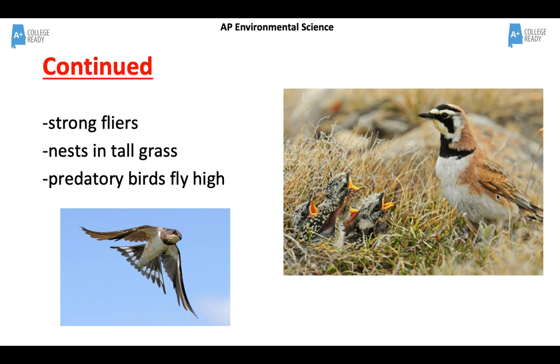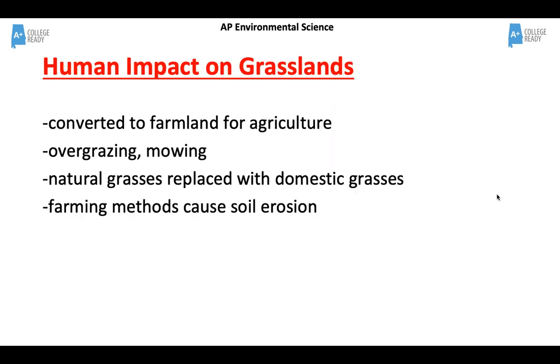Other adaptations, these animals have to be really strong flyers, right? Which makes sense because it's not like there's just a tree across the road they can hop into. Like, they've got to fly pretty long distances. So they're very strong flyers. A lot of times they will nest in tall grasses instead of trees. And the predatory birds fly super high to have better aerial views of whatever prey items they're trying to catch.